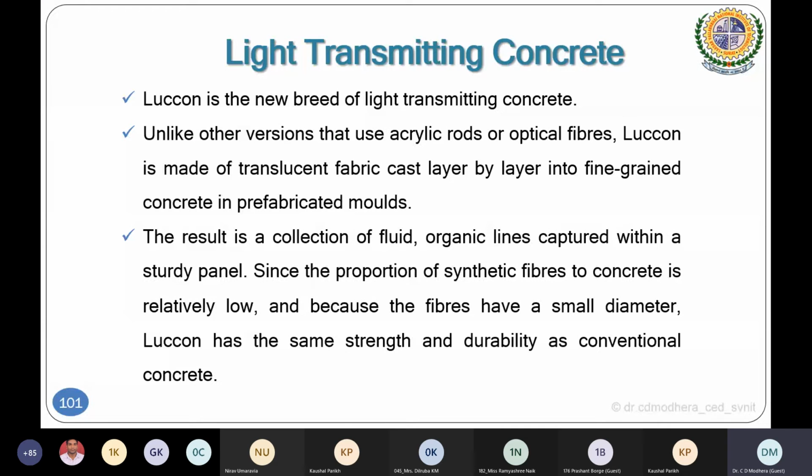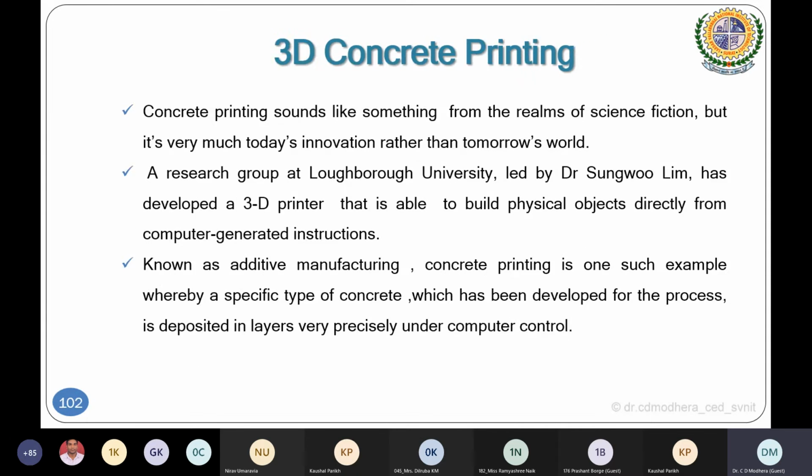Another is light transmitting concrete. Lucon is the new breed of light transmitting concrete. Unlike other versions that use acrylic rods or optical fibers, Lucon is made of translucent fabric cast layer by layer into fine-grained concrete in a prefabricated mold. So I think this is again related to that.